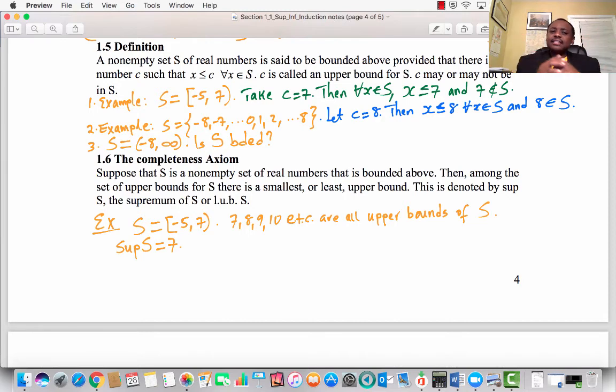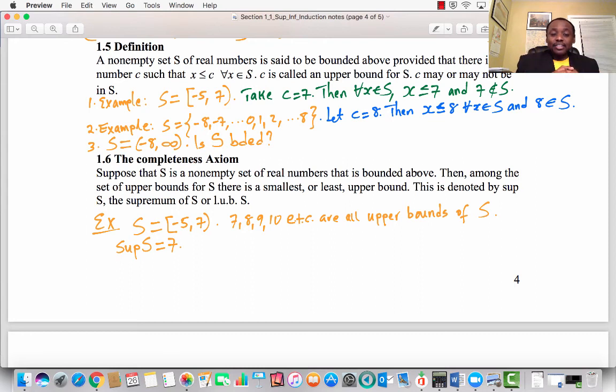1.6, the completeness axiom. Suppose that S is a non-empty set of real numbers that is bounded above. Then, among the set of upper bounds for S, there is a smallest or least upper bound, which is denoted by sup of S, or the supremum of S, or the least upper bound LUB of S.